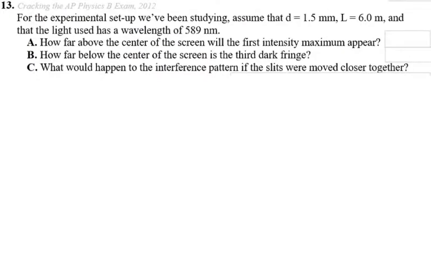In this next question, they say for the experimental setup we have been studying, assume that the distance is 1.5 millimeters between the slits, and the distance to the screen is 6 meters, and that the light used has a wavelength of 589 nanometers. So how far above the center will the first intensity maximum appear?